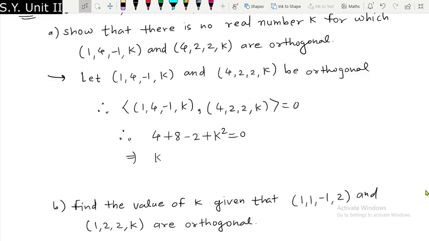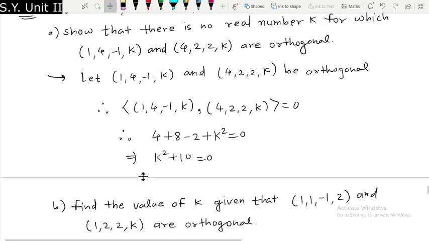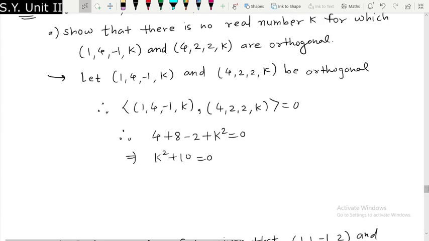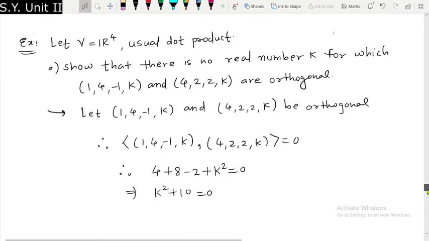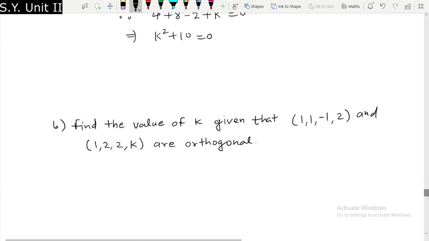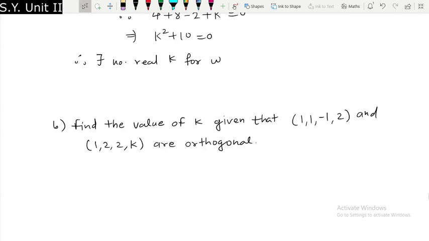This will imply k squared plus 8 plus 4 is 12, 12 minus 2 is 10, equal to 0, and this will imply k squared is equal to minus 10, and that will imply k is imaginary, because if k squared is minus 10, then k will have an imaginary value, and therefore there will not exist any real number k such that these two vectors are orthogonal. So therefore I'll say there exists no real number k for which the given vectors are orthogonal.